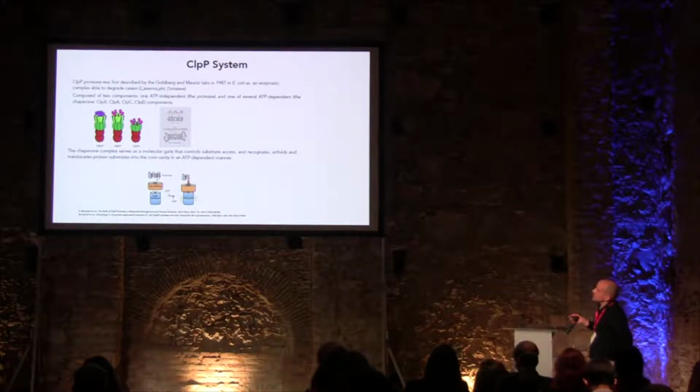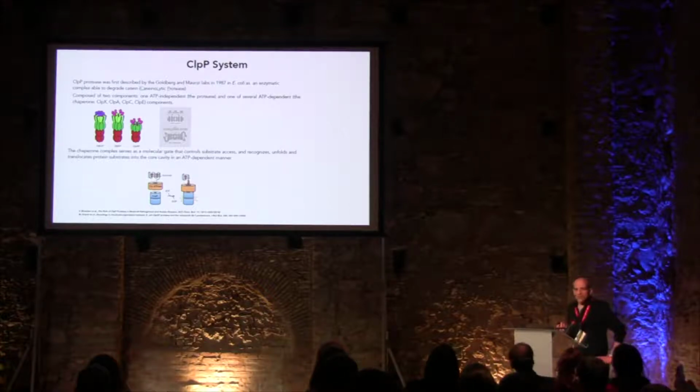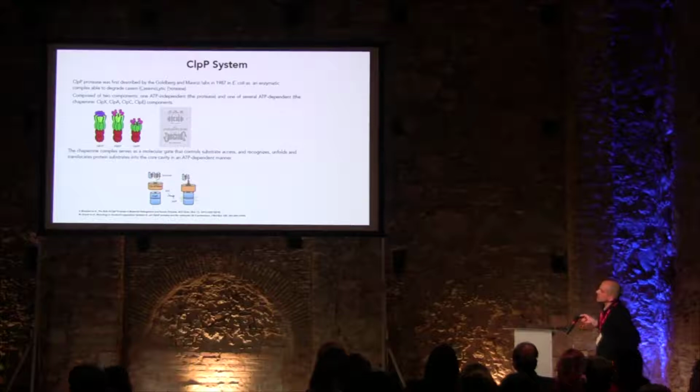These activators are a group of proteins. Here I call them chaperones. Some people call them unfoldases. It depends. And these proteins, they have several of them, work by recognizing the substrates, unfolding and translocating them inside of ClpP to be degraded. So it's a very ingenious way of controlling.